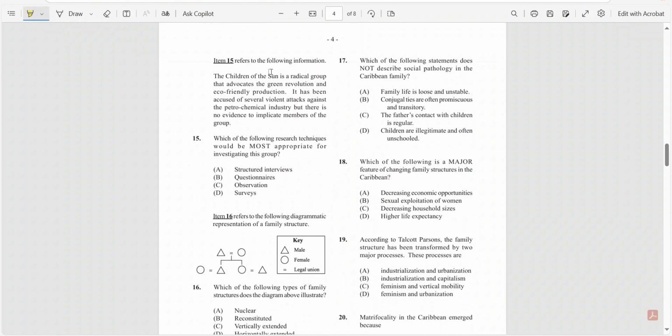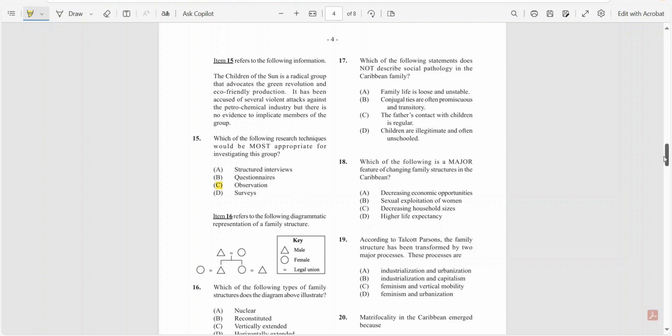Item 15 refers to the following information. The Children of the Sun is a radical group that advocates the green revolution and eco-friendly production. It has been accused of several violent attacks against the petrochemical industry, but there is no evidence to implicate members of the group. Which of the following research techniques would be most appropriate for investigating the group? So you cannot go in there and ask them interviews or questionnaires or surveys because this group is a violent group. So therefore you would have to observe.